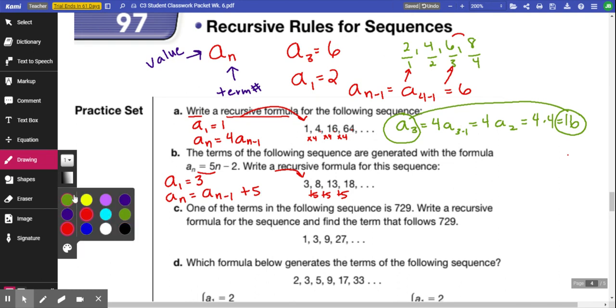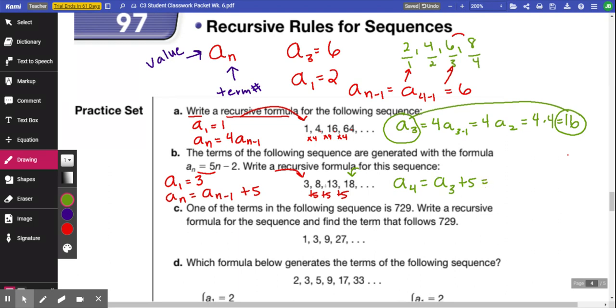Let's check it out. Let's say I want to find the value of the fourth term. We already know it's 18 here, so my formula better reflect that, right? So n minus 1 would be the third term of the sequence. I'm going to add 5 to it. Well, the value of the third term is 13. I'm going to add 5, and 13 plus 5 is 18. So the value of the fourth term of the sequence is 18. And that's how you create that recursive formula.